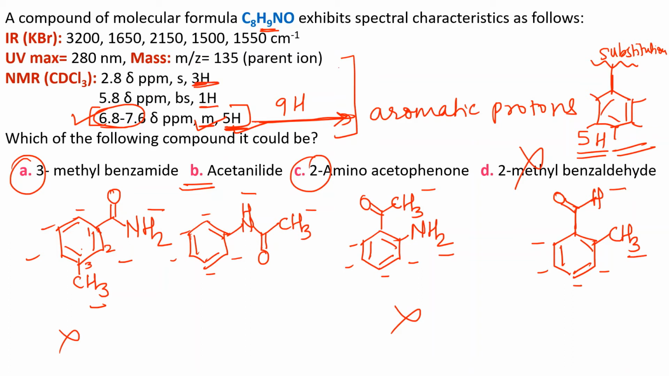Three hydrogens are giving me a singlet. So where are the three hydrogens I see? These are the three hydrogens which are chemically equivalent, so they are giving the same peak, and since they do not have any hydrogen on the adjacent carbon, of course they are giving me a singlet.